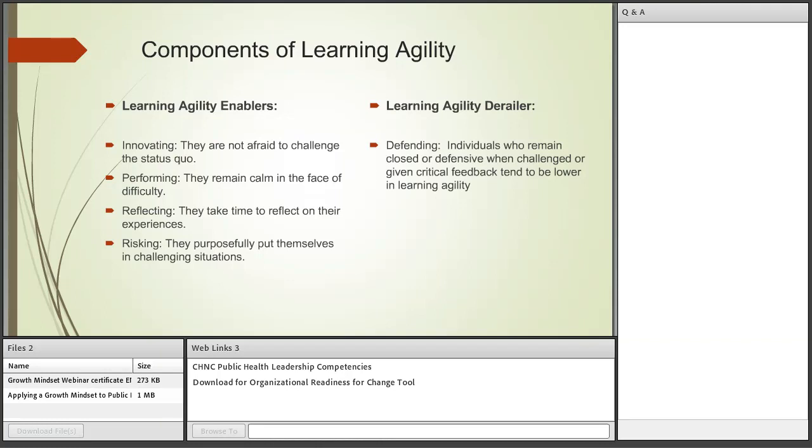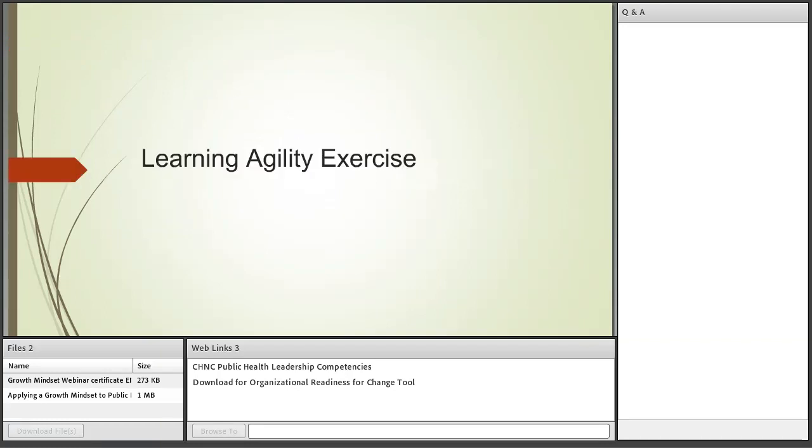And generally people will find they have some enablers that are at an average level that they can heighten through practice and reflection. And then they have the derailer. And if they have the derailer, they need to really figure out a plan on how to eliminate the derailer because that can have a negative impact overall in one's performance and being an agile learner.